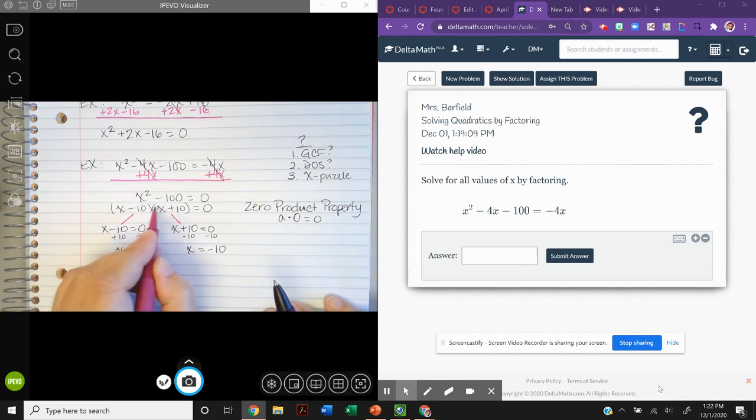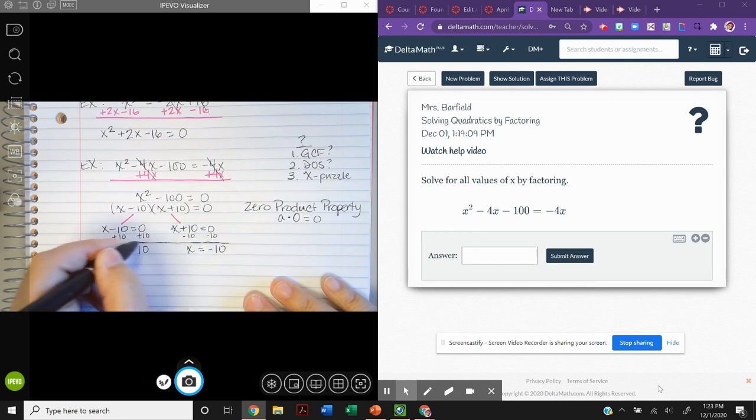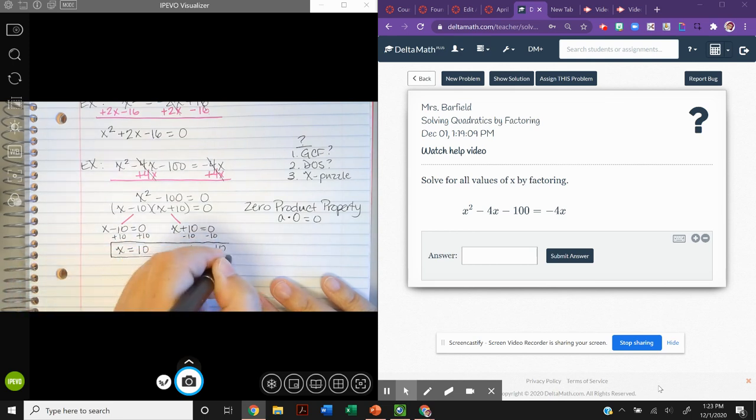Now, if there's a number up front, you have to learn the pattern for that one, but we're not there yet. If it's just one x and one x, just take the opposite. So these are your answers, and it's both of them. You have two answers, x equals 10 and x equals negative 10.